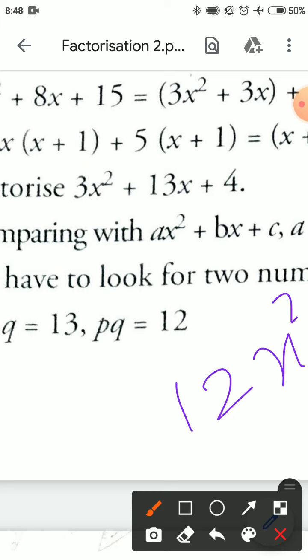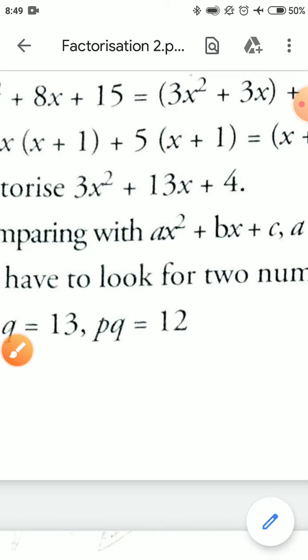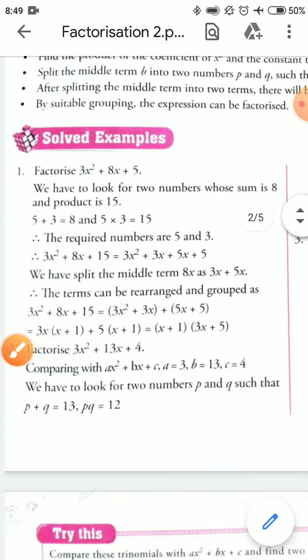Now you have to break this 13x, right? So this 13x can be written as 12x plus x. Again, you can see that if you add them, you will get 13x, but when you multiply this 12x with x, you will get 12x square. So this 13x can be written as 12x plus x. Now again, we will make the pairs. We will take the common, and that will be your required factorization, right?